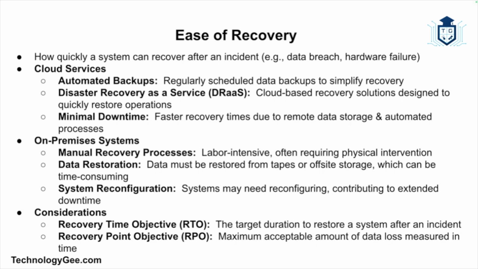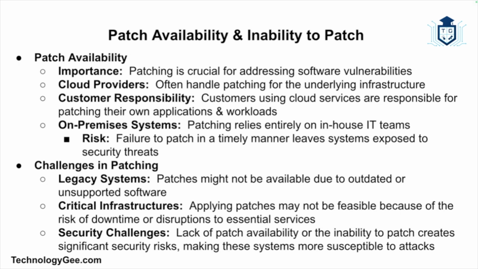All right, next we have what is called patch availability and the inability to patch. Patch availability is crucial for addressing vulnerabilities. Cloud providers usually handle patching for the underlying infrastructure, but customers are responsible for patching their applications. In contrast, on-premises systems rely entirely on in-house teams for timely updates, and failure to patch can leave systems vulnerable. In some legacy systems or critical infrastructures, patches might not be available or feasible to apply, creating significant security challenges.